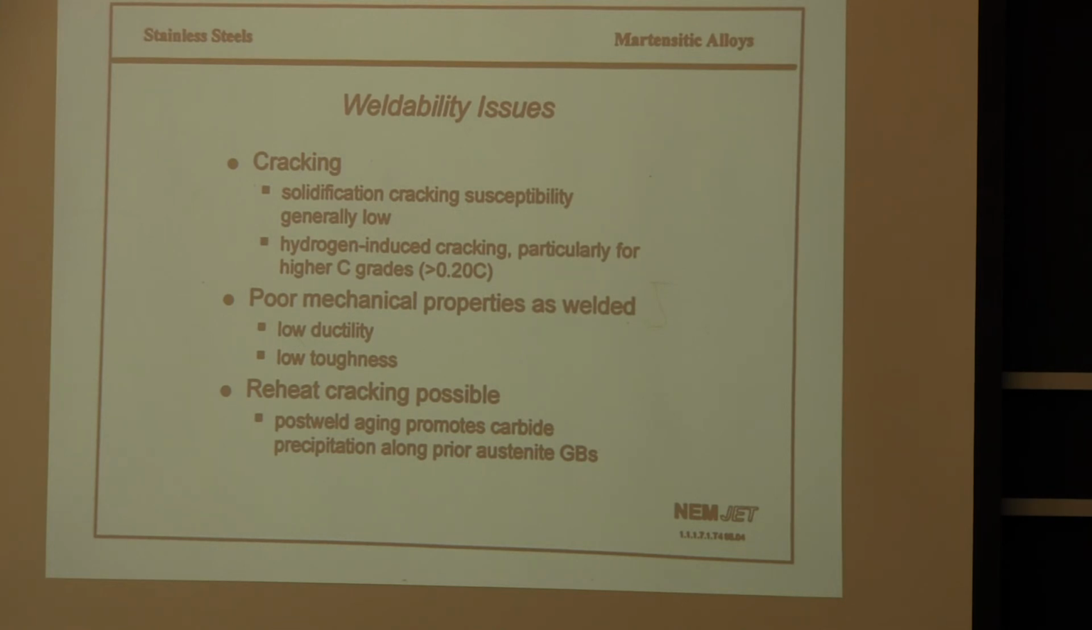Also, there's something called reheat cracking, which is basically after the structure has been welded, the post-weld aging or reheating of the alloy can promote some carbide precipitation along grain boundaries and within the grains of the alloy, which stresses the alloy and can lead to further cracking.